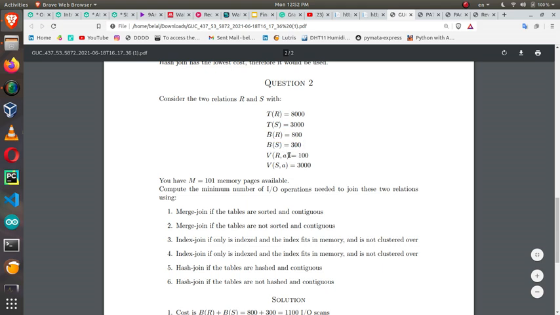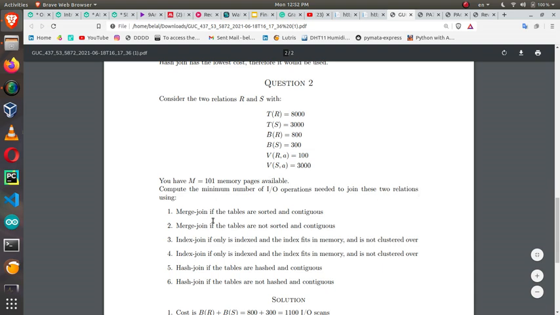The number of distinct values in relation R for attribute A is 100. The number of distinct values in relation S for attribute A is 3000. And we have 101 available memory blocks to compute the following joins. Compute the minimum number of input-output operations needed to join these two relations.